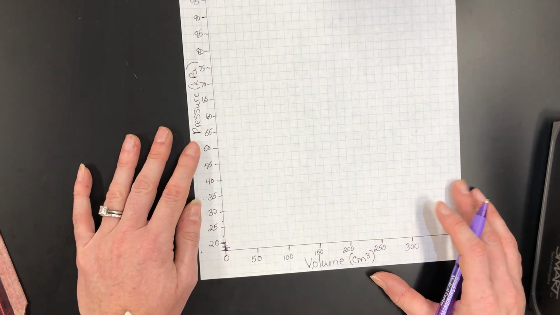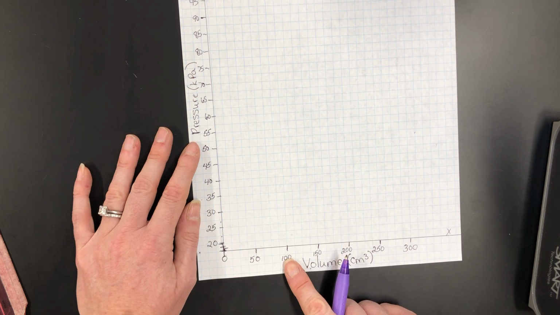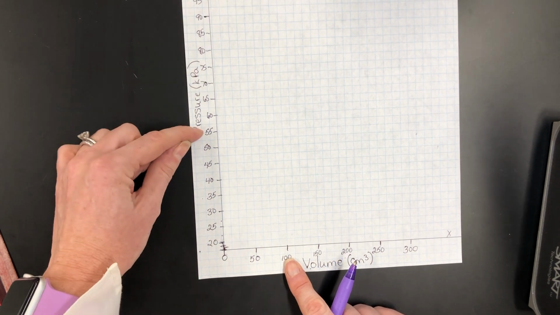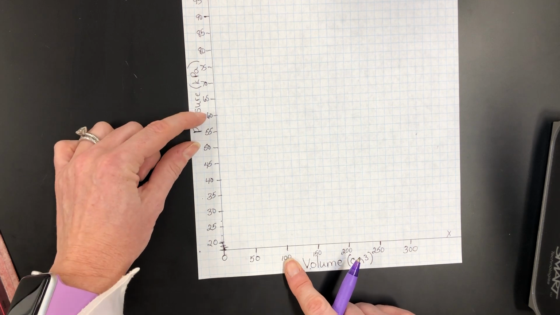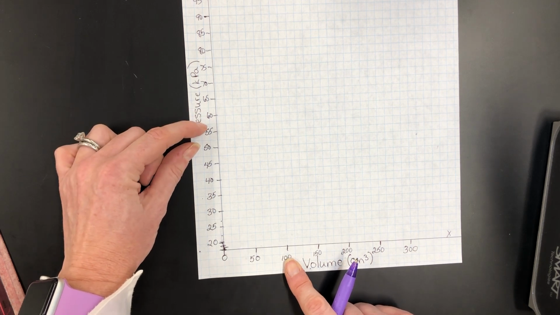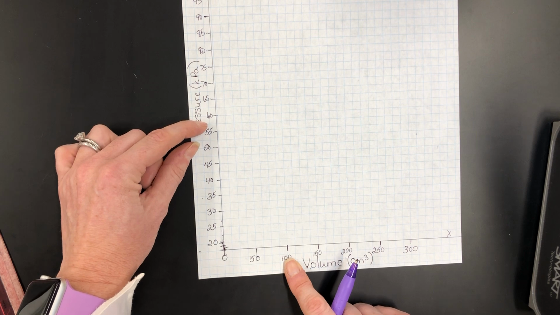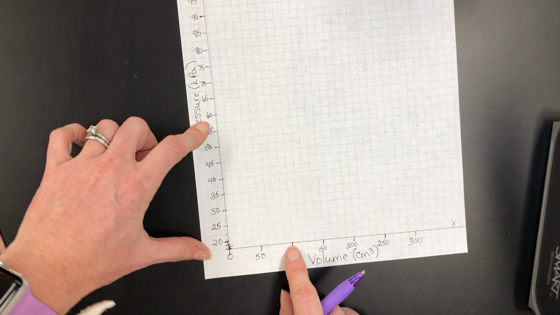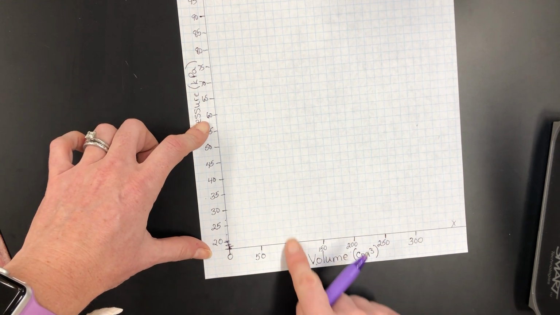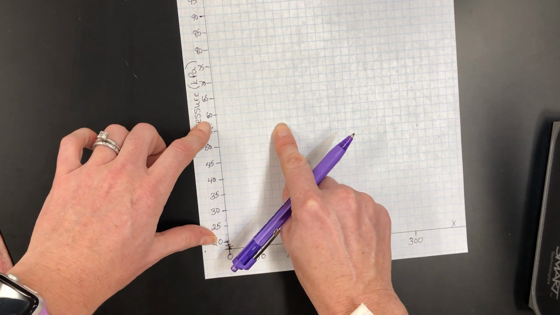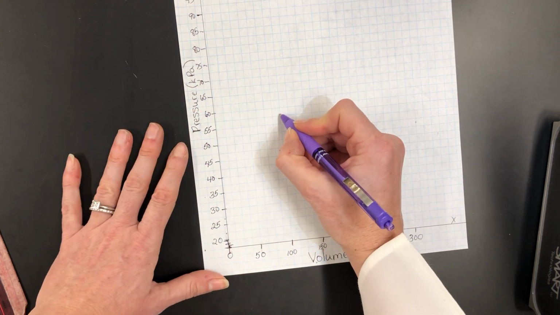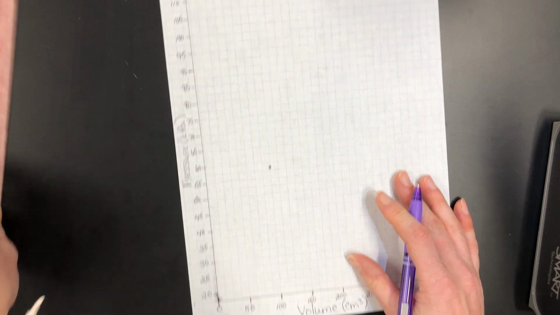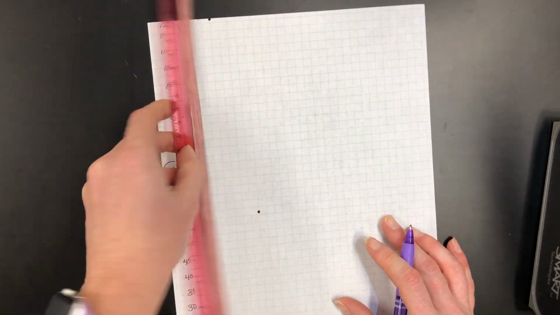The second point is volume 100, pressure 58. So here's volume 100. 55 is here, 60 is here. This would be 57.5. So it's a little bit higher than this line. So here's 100. So it's going to go right there. And we're going to connect those 2 points with a ruler.